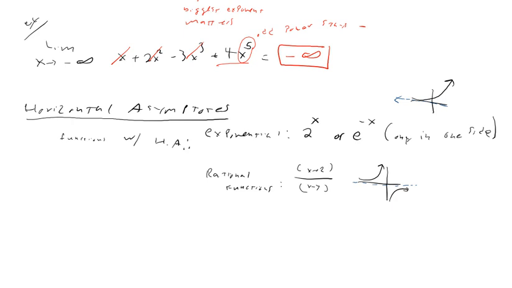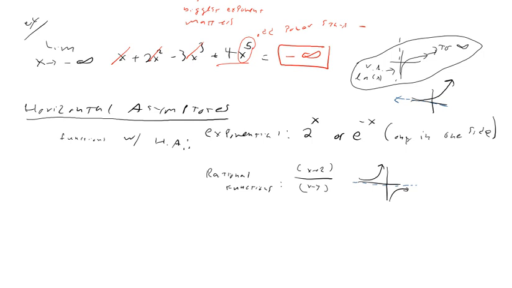ln, there was a question about ln. Natural log or log functions do not have horizontal asymptotes, they have vertical asymptotes. Vertical asymptote, but this goes on to infinity. ln only has a vertical asymptote, no horizontal asymptote. So the only ones that we need to concern ourselves with horizontal asymptotes are exponential equations and rational functions.